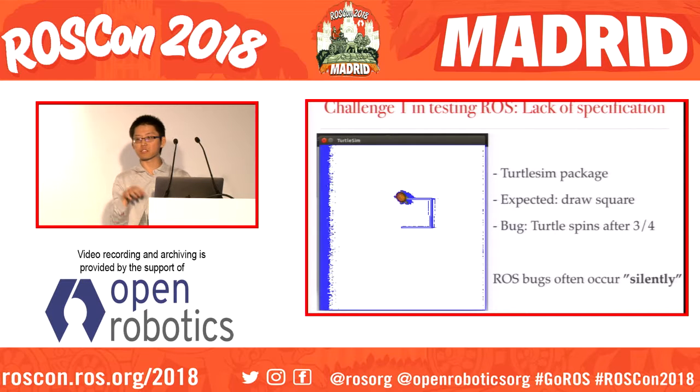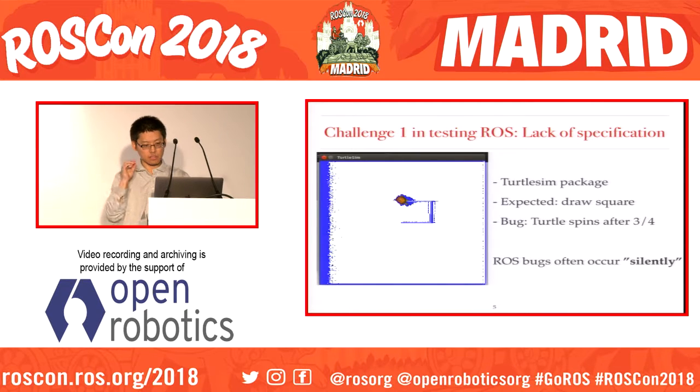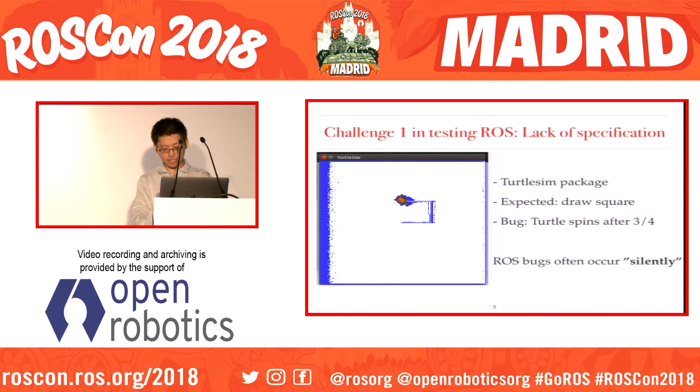So this turtle is not going to crash your system. The bug is going to go undetected. In fact, this kind of bugs occur quite often. They are silent bugs. They do not manifest themselves because there is no specification. There is no way for an automated testing tool to know if a bug happens or not. So it's very difficult to do automated testing without knowing what is right and what is wrong. Specification is the first thing that we need.